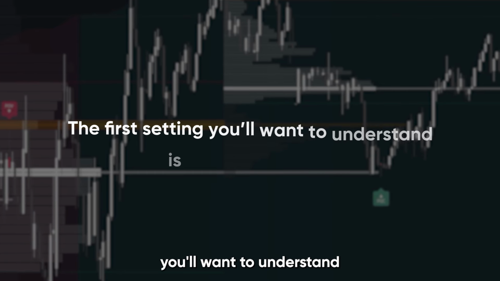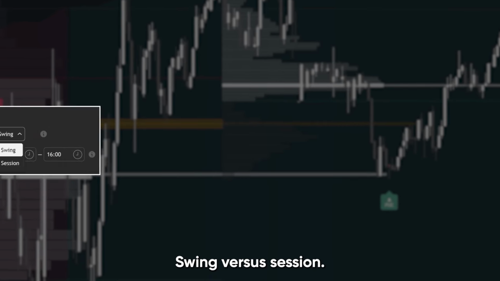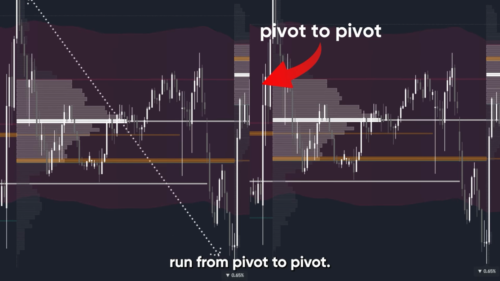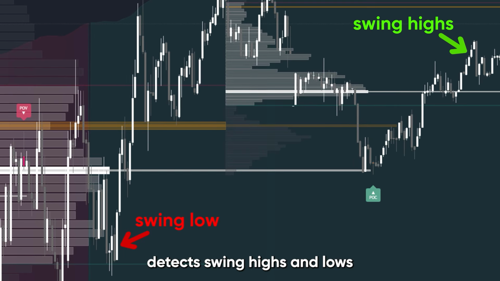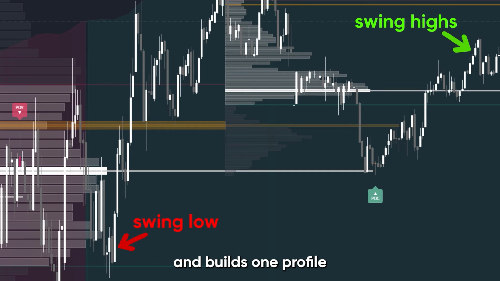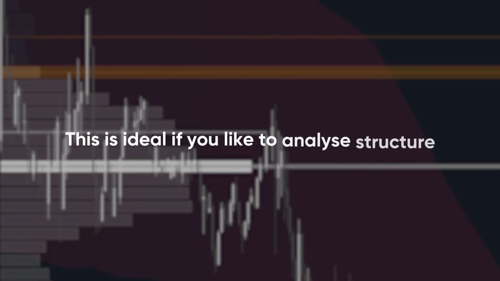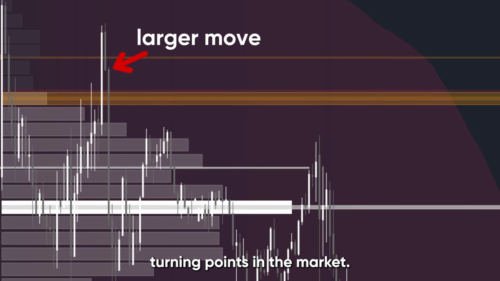The first setting you'll want to understand is the profile scope: swing versus session. In swing mode, profiles run from pivot to pivot. The engine detects swing highs and lows and builds one profile for each leg between those pivots. This is ideal if you like to analyze structure, larger moves, and key turning points in the market.